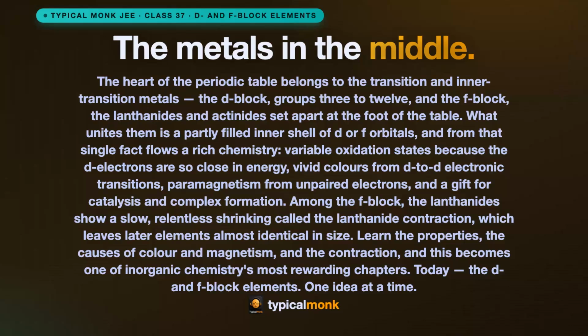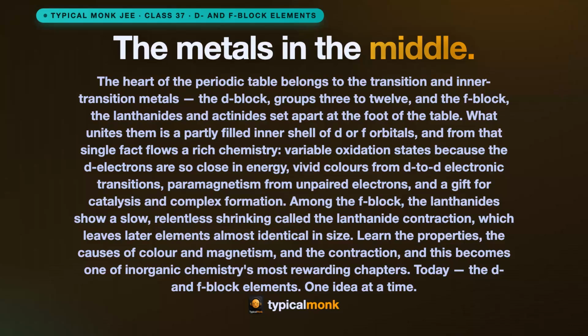Variable oxidation states because the d electrons are so close in energy, vivid colors from d to d electronic transitions, paramagnetism from unpaired electrons, and a gift for catalysis and complex formation. Among the f block, the lanthanides show a slow, relentless shrinking called the lanthanide contraction, which leaves later elements almost identical in size. Learn the properties, the causes of color and magnetism, and the contraction, and this becomes one of inorganic chemistry's most rewarding chapters.